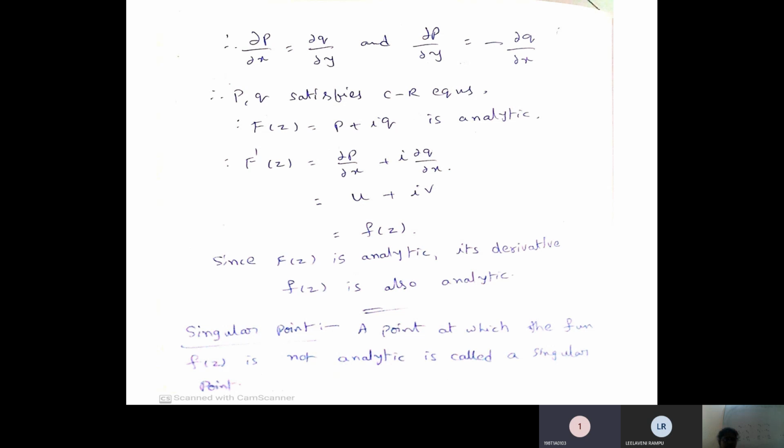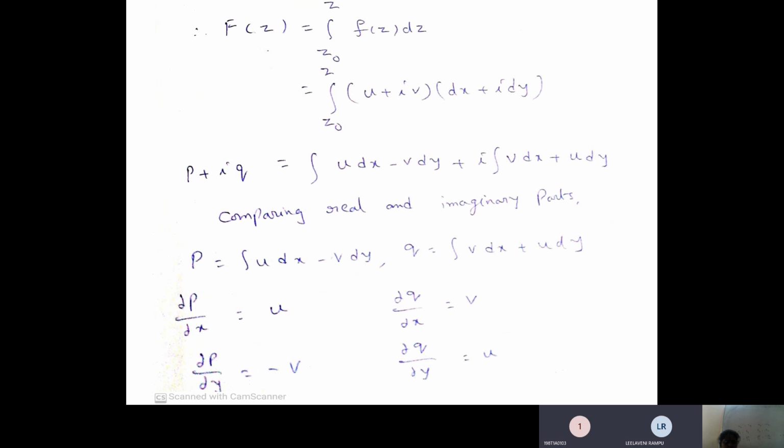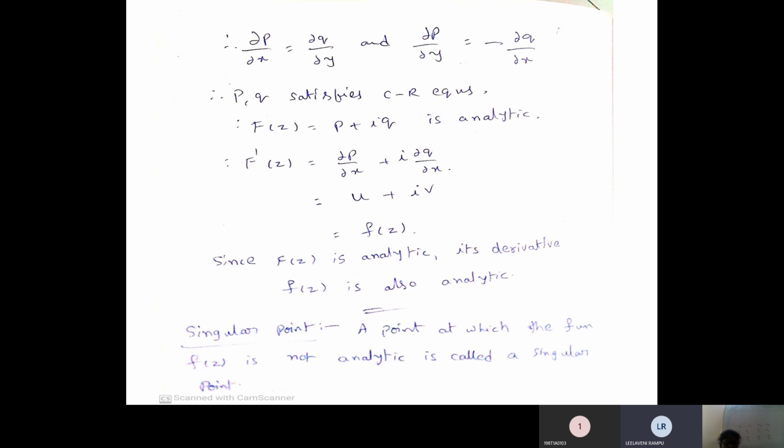Now using the Cauchy-Riemann equations, let us go to the previous slide. Dou P by dou x equals u, and dou Q by dou y equals u. So dou P by dou x equals dou Q by dou y, and dou P by dou y equals minus dou Q by dou x. So P and Q satisfy the Cauchy-Riemann equations. That means f of z equals p plus iq is an analytic function.